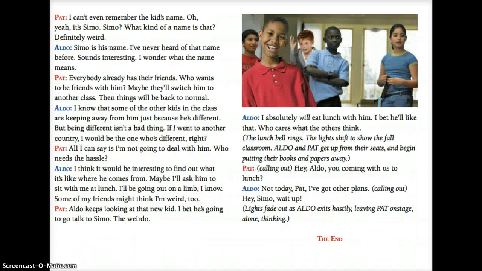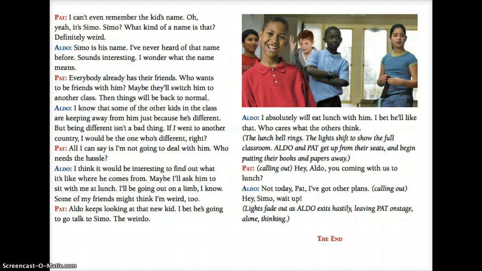Pat: I can't even remember the kid's name. Oh yeah, it's Simo. Simo? What kind of name is that? Definitely weird. Aldo: Simo is his name. I've never heard of that name before. Sounds interesting. I wonder what that name means. Pat: Everybody already has their friends. Who wants to be friends with him? Maybe they'll switch into another class. Then things will be back to normal.